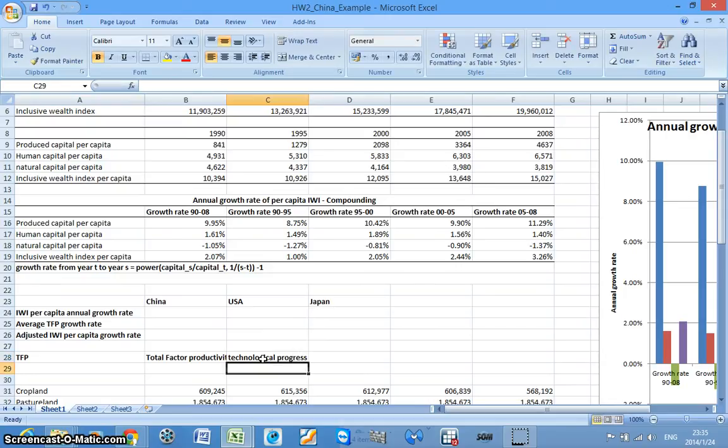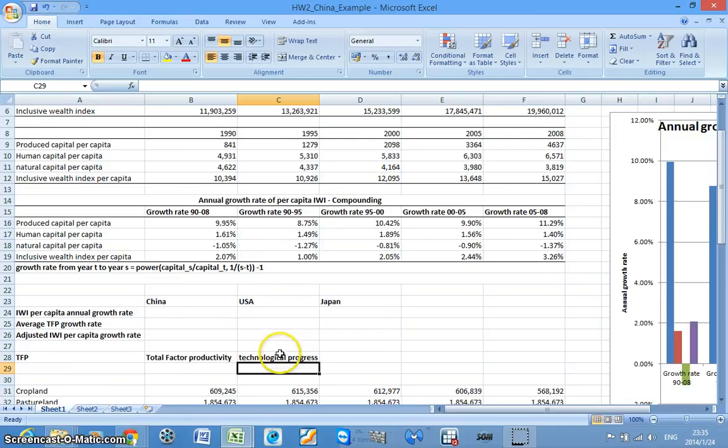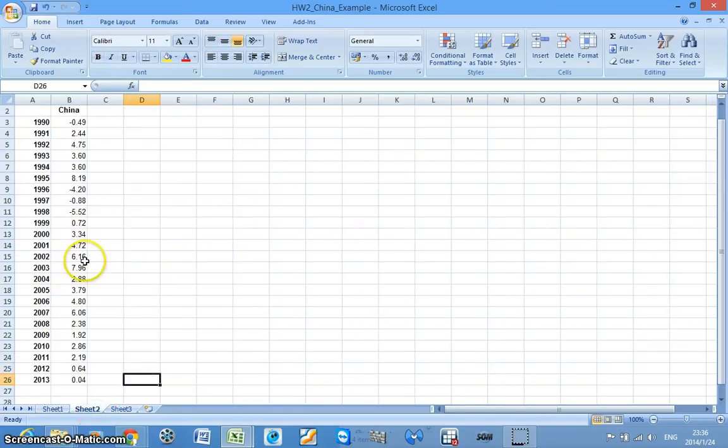In this video, we will learn how to account for this technological progress using an economic term called the total factor productivity. You are given data on the TFP growth rate from 1990 to 2008. For China, I have the data from 1990 to 2013.